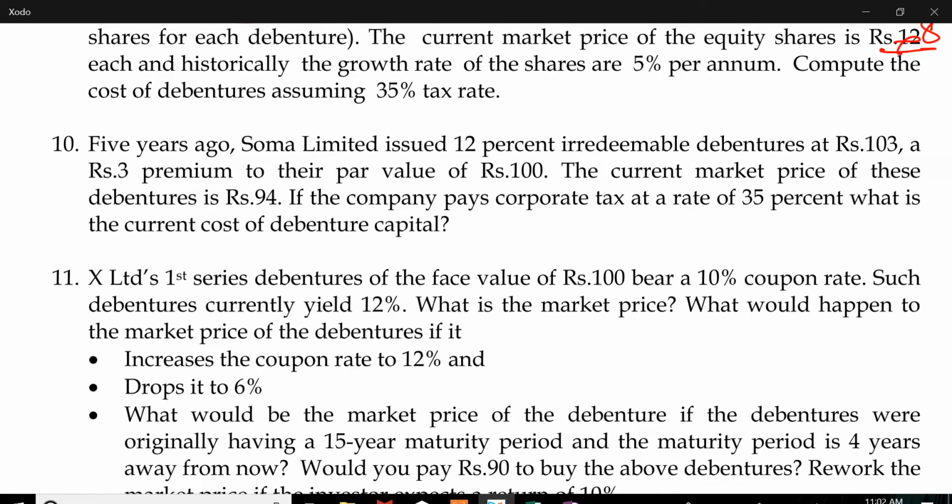What will be the answer? 8.9%. What is the denominator you are taking? 94. It's going to be 12 into 1 minus tax rate divided by 94. So 7.8 by 94 is the answer.